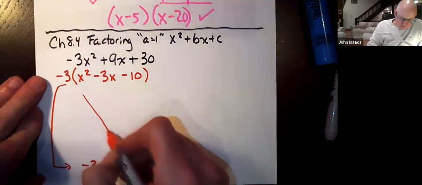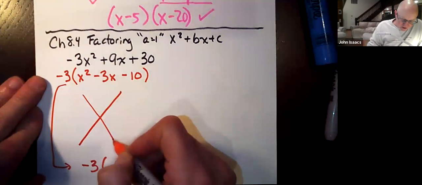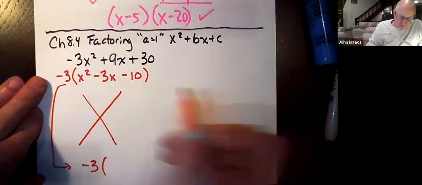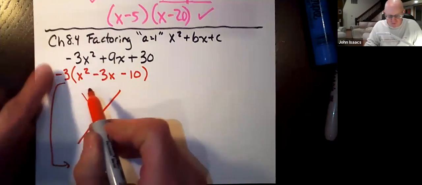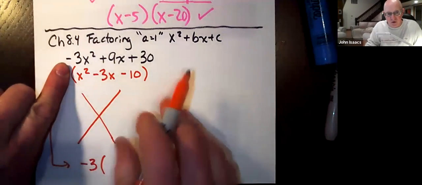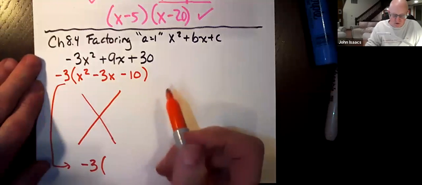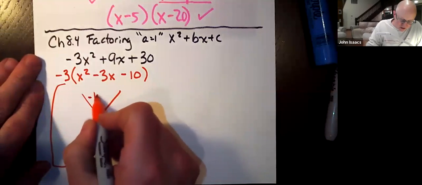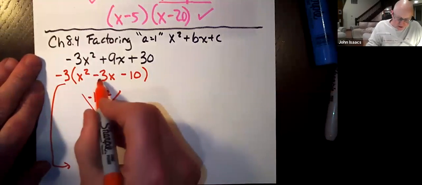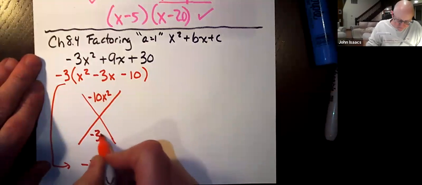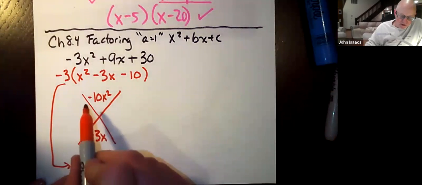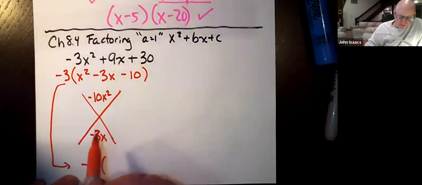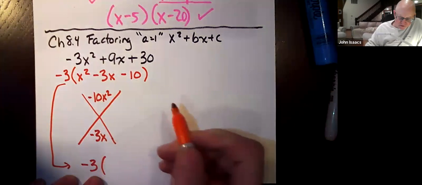And we're going to start a diamond in a box. I only write the cross part of the diamond. First term times the last term. Remember, we're factoring the trinomial. We're not factoring the -3. We've already factored that out. So -10x squared. The middle term goes in the bottom. Okay. We're looking for two things that multiply to -10x squared and add to -3x.